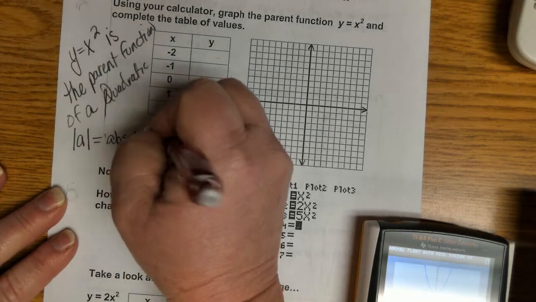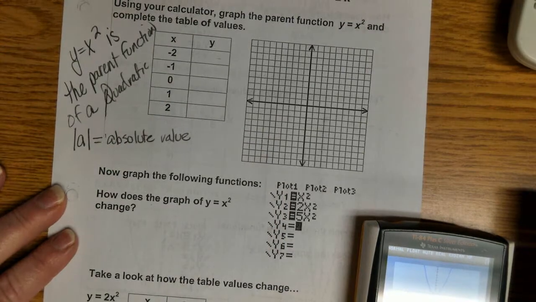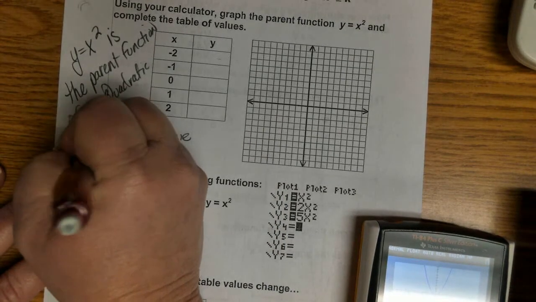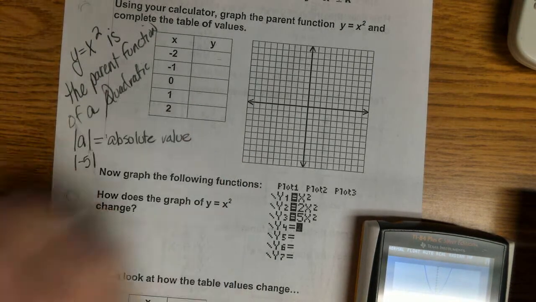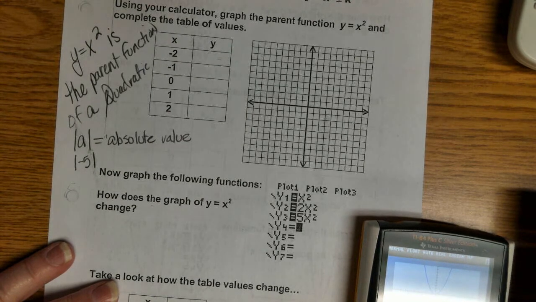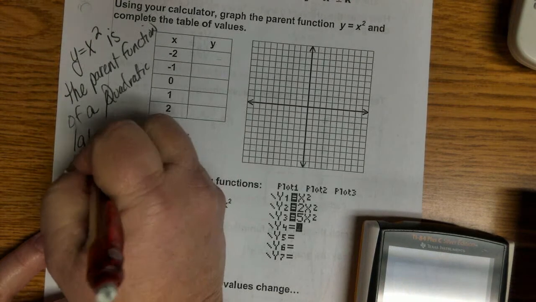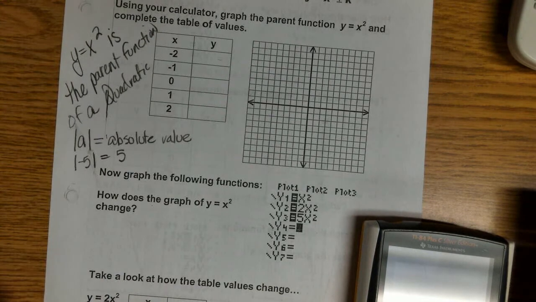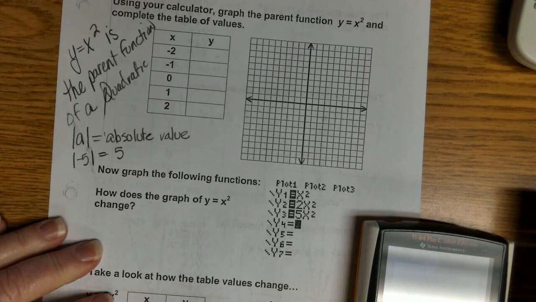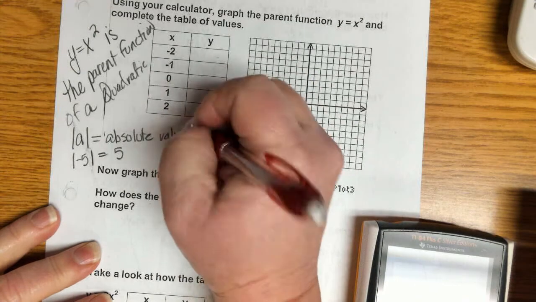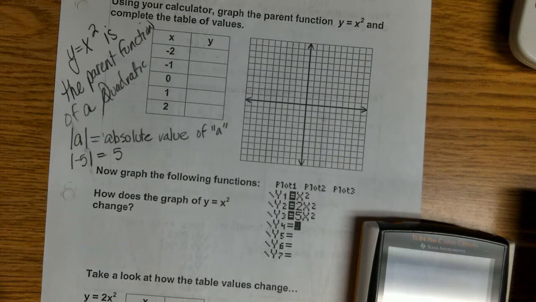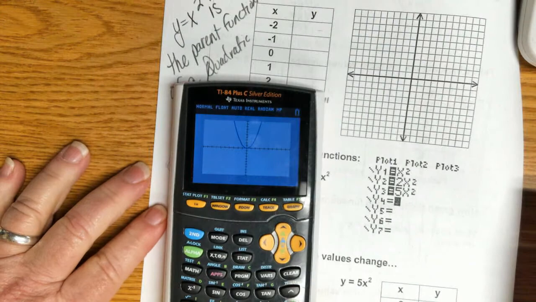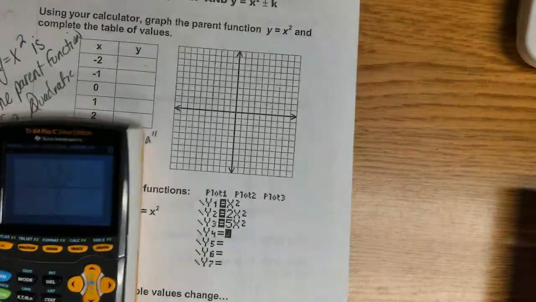Absolute value. Okay? So if you have a number like this, and it is in parentheses, and it is a negative number, the absolute value of -5 is always 5, positive. The absolute value of any number is always positive. So it means the absolute value of A. So I'm just going to go to my table, but that's what your parent function looks like. And we're just going to leave it there.